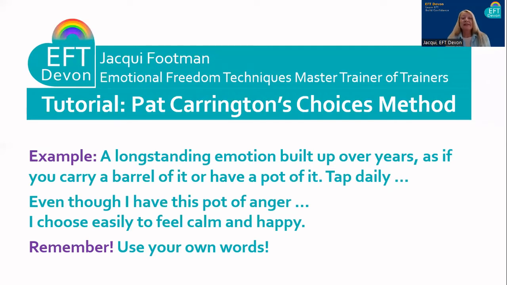So it's like there's a pot of it that's built up over the years. So in this example, even though I have this pot of anger, that's your negative tapping target. And my example for the choice, I choose easily to feel calm and happy. But you work out what is your positive choice. Remember to use your own words with this. This is just an example to get you started.